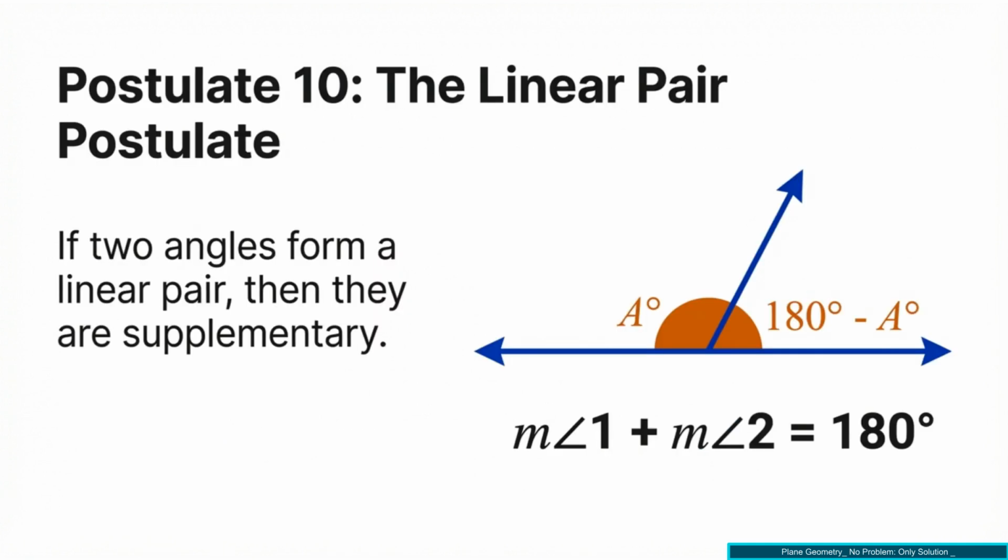Postulate 10, the linear pair postulate, states that if two angles form a linear pair, then they are supplementary. Their measures will always sum to 180 degrees.